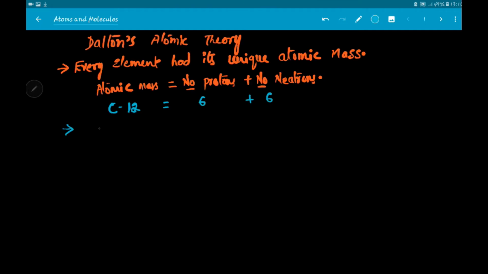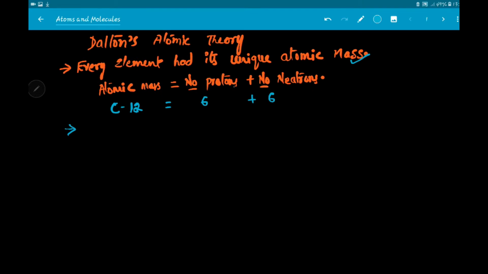Welcome students to atoms and molecules. In the previous session we had learnt about Dalton's atomic theory. In Dalton's atomic theory, we know that every element has its unique atomic mass. And we know what we mean by atomic mass? The number of protons plus the number of neutrons. Okay? Now the mass of carbon is 12. The number of protons it has is 6 plus the number of neutrons, 6.